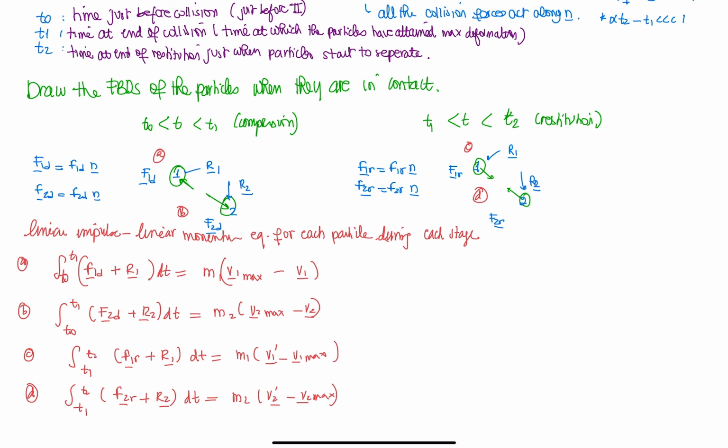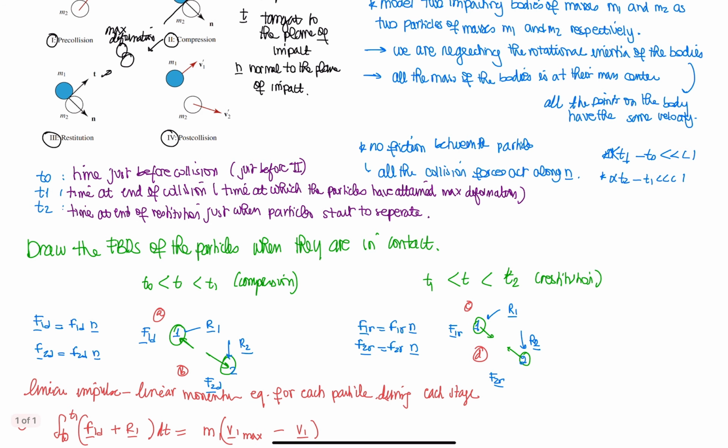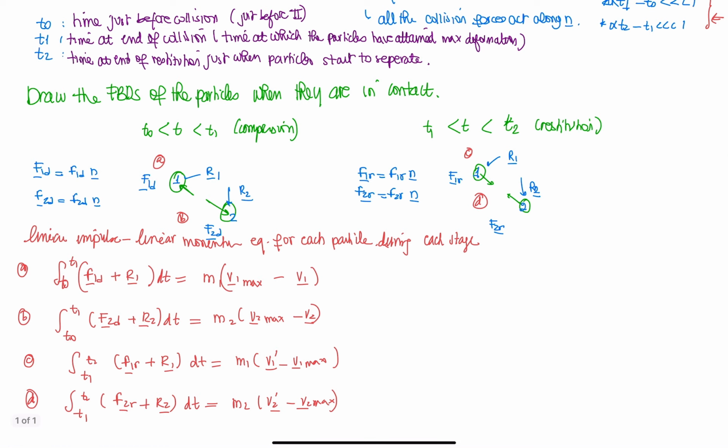Okay, now really we've already made the assumption that the collision intervals are very small, right? So when we integrate the smooth functions R1 and R2 over these very small intervals, the integral is going to be 0, so I can just get rid of these. Awesome.